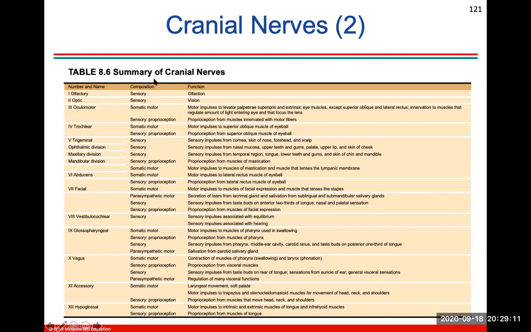I won't ask you guys what composes each cranial nerve, but you should know the general function of each of the 12 cranial nerves. Some of their functions directly relate to the name of the nerve. So the olfactory nerve has to do with smell or olfaction. The accessory nerve innervates some of the muscles in your shoulders. The hypoglossal nerve innervates some of the muscles of the tongue. So you should have a good understanding of the 12 cranial nerves and their general function.